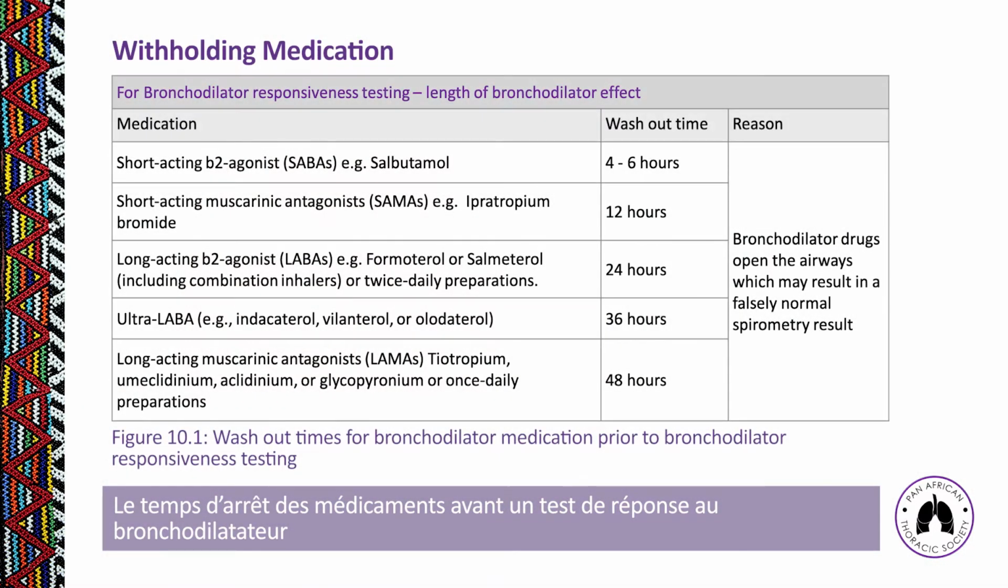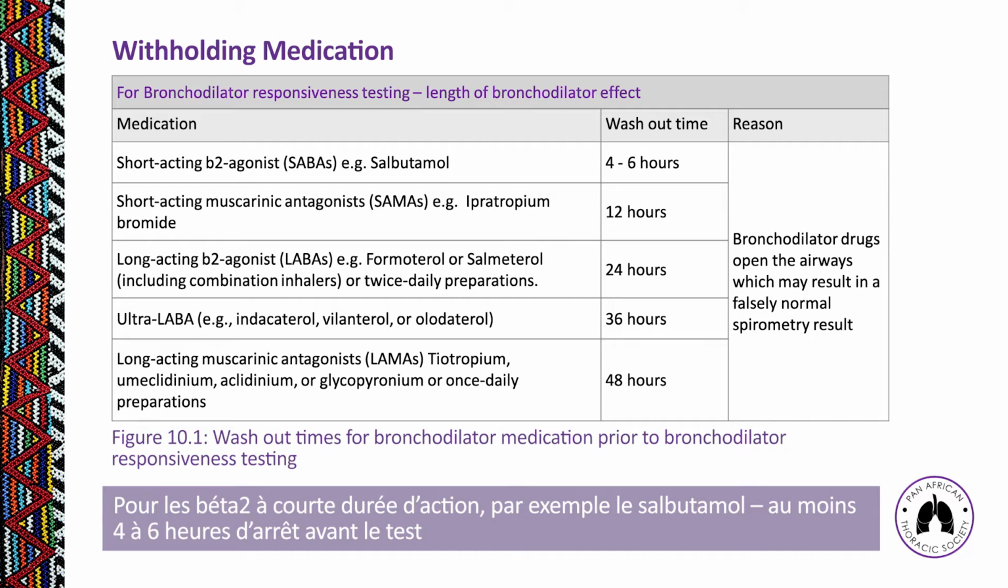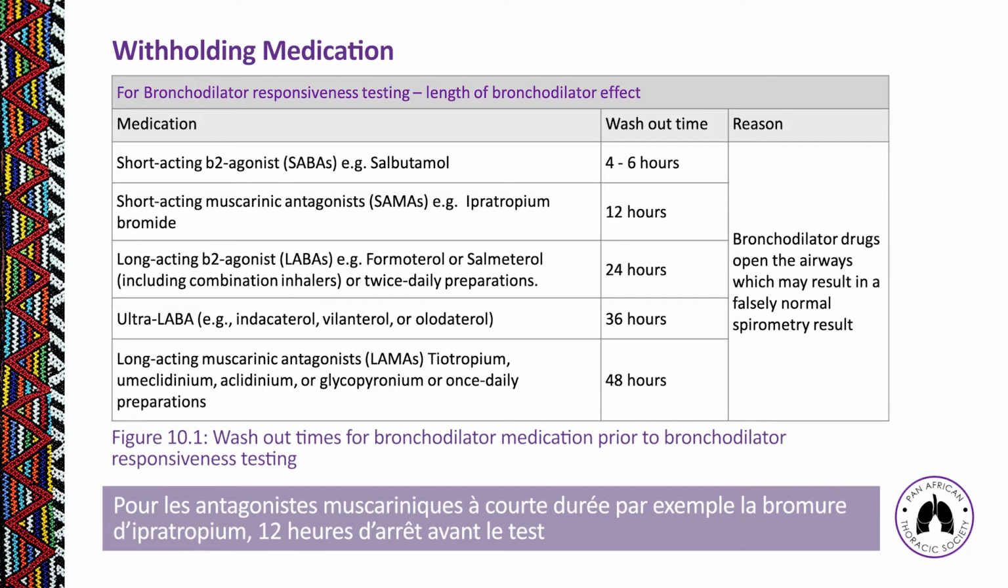So, washout times for medication prior to the bronchodilator responsiveness test. For short-acting beta-2s, for example, salbutamol, you should at least have 4 to 6 hours washout. So they mustn't have taken that drug in the last 4 to 6 hours. Short-acting muscarinic antagonists, for example, ipratropium bromide, that's a 12-hour washout time.